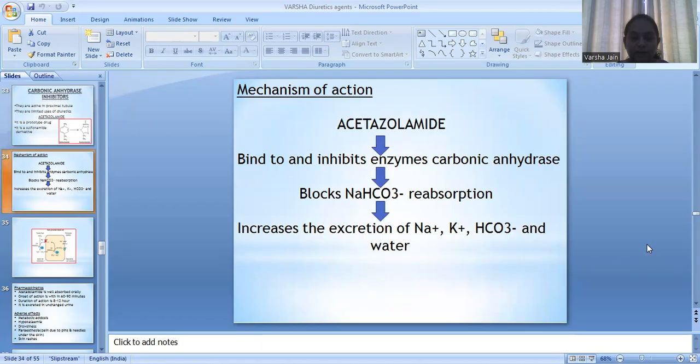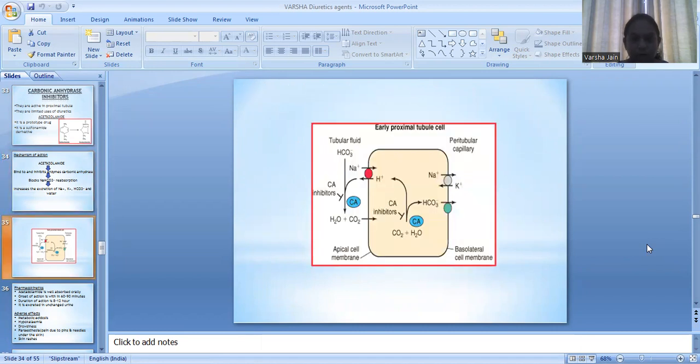Mechanism of action: acetazolamide binds to and inhibits the enzyme carbonic anhydrase, which blocks sodium bicarbonate reabsorption. This increases the excretion of sodium, potassium, and water. That is the early proximal tubule. This is the mechanism of acetazolamide.